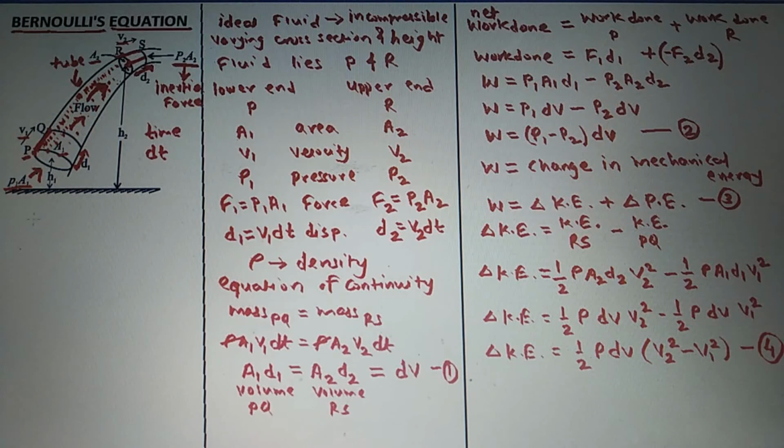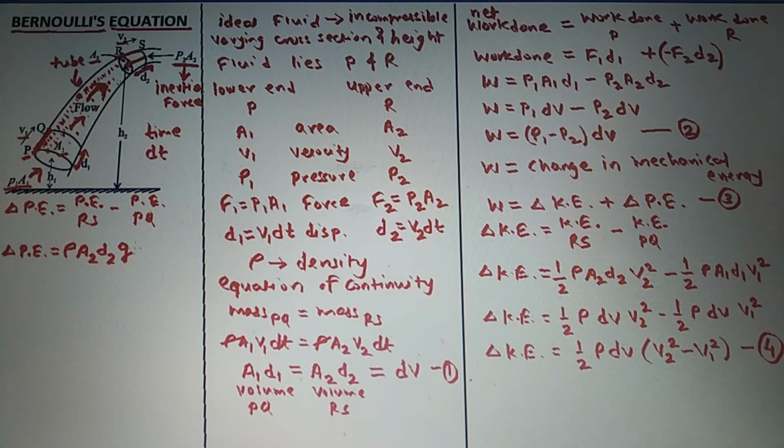Next we have to find out the change in potential energy, and that change in potential energy is equal to the final potential energy in section RS minus the initial potential energy in section PQ. So we can write this change in potential energy as, what is the final potential energy in section RS? What is the formula for potential energy? It will be mass into gravity into height, that is mgh. Now see here, the mass of fluid in section RS should be equal to density into volume, that is A2 into D2. So this will be the mass of fluid in section RS, that is density rho into A2 into D2.